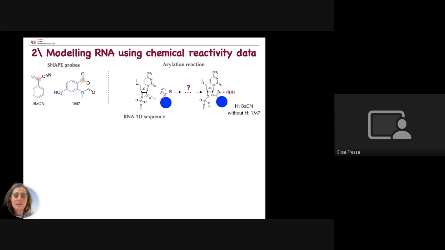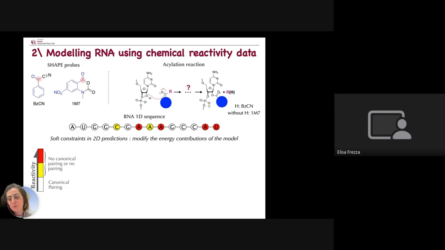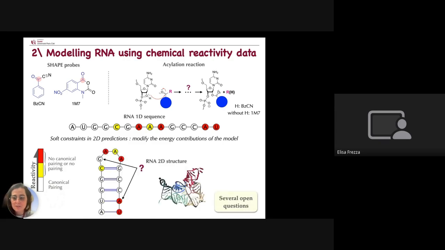So this reaction gives information at the nucleotide level. Here I show something quite common: white means not reactive, yellow medium reactive, and red highly reactive. The 2D structure predictors use a set of constraints, meaning that if a nucleotide is not reactive, it forms a canonical pairing, whereas if it is reactive, it should not pair. If you put this kind of information on 3D structures, we realize that it's not always true, because there are regions that are paired and reactive, and regions that are not paired and not reactive.